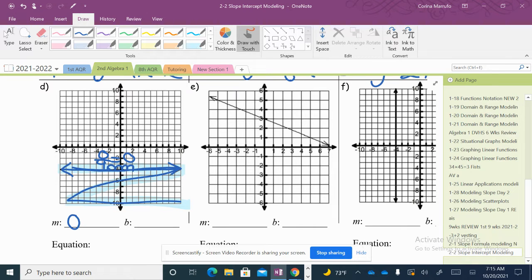Then our B is our y-intercept. So let me erase this big mess I made. Where does it cross the y-axis? That's what you need to ask yourself. So it crosses my y-axis at -4. So my B is -4.